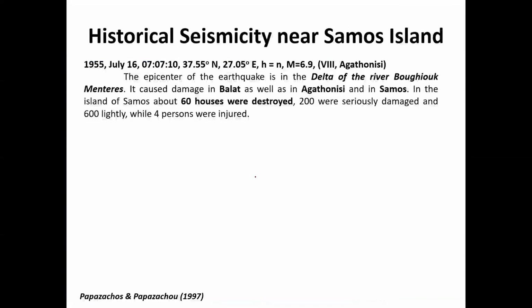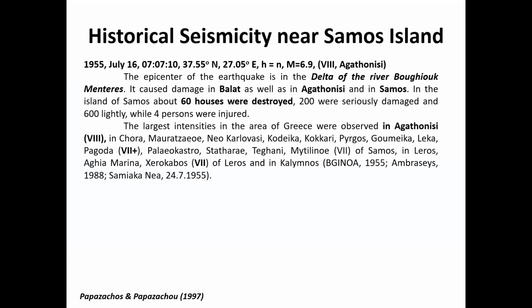and after. So the next thing you can look at is historical seismicity near Samos Island. In some cases, there is detailed information. This is an earthquake that happened in 1955. And you can see that the epicenter is in the broader delta of the Buyuk-Menderes river area. And it caused damage both on the Turkish side, but mainly in Agathonisi and to a lesser extent in Samos. The most significant damage observed was in Agathonisi, south of Samos, and there was distributed damage in Samos and other areas, with maximum intensity around 8.